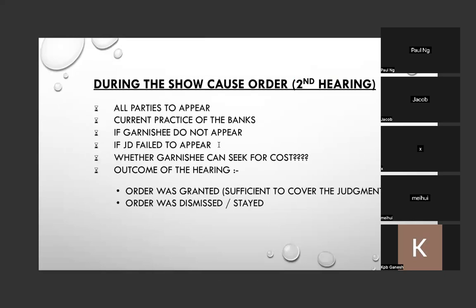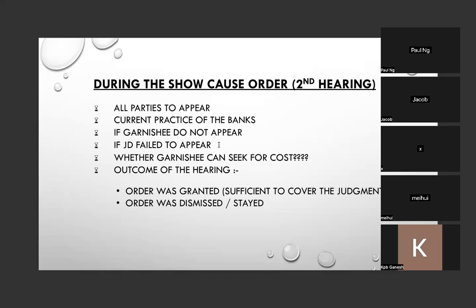Okay, what will happen during the show cause order? That means the second hearing for the garnishee applications. By right, all the parties need to appear. That means the garnishee has to appear, and the judgment debtor has to be in court.